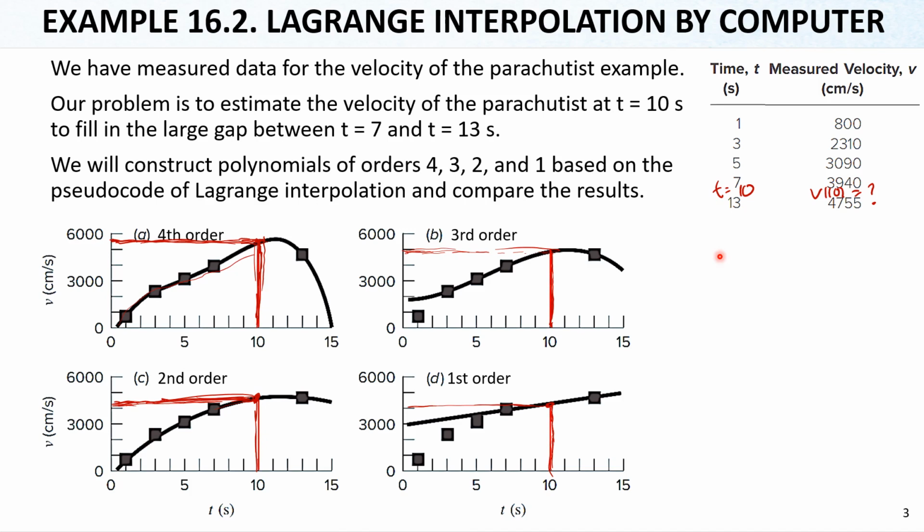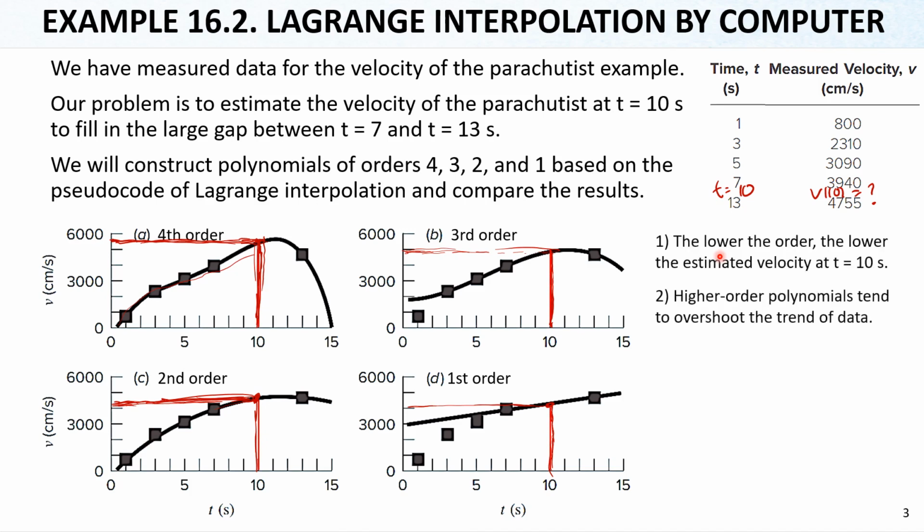So let's summarize these. The lower the order, the lower the estimated velocity at 10 seconds. It's the highest, some lower, and the lowest here. Higher order polynomials tend to overshoot the trend of data. So this higher value means it's actually overshooting, so not predicting very well. First and second order versions are most appropriate according to these results, because we were expecting a value in between these, not going up and down like this.